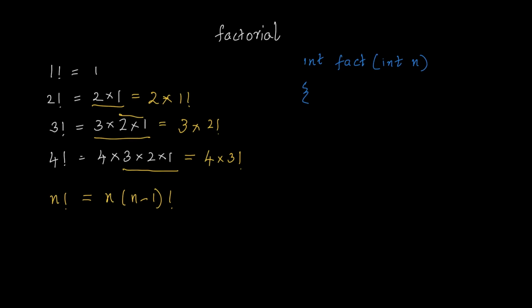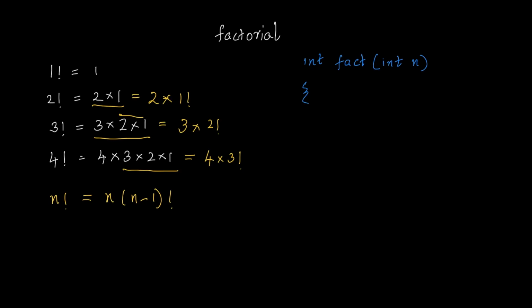And inside the body, we know that there are two rules. If the number n is equal to 1, then 1 factorial is equal to 1. And for all the numbers which are greater than 1, the factorial should be equal to n into (n minus 1) factorial. So let me implement this in the program.